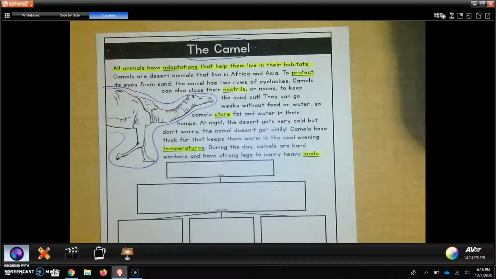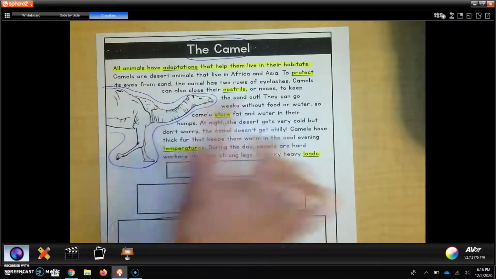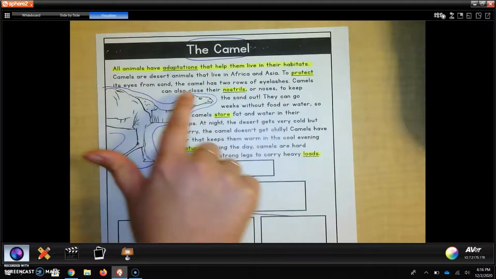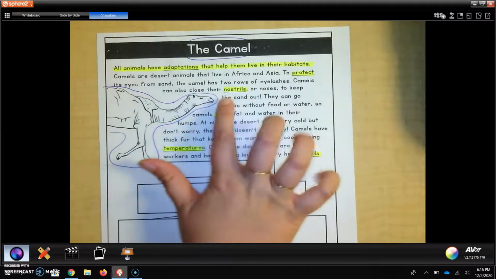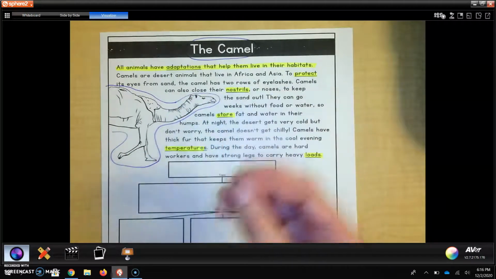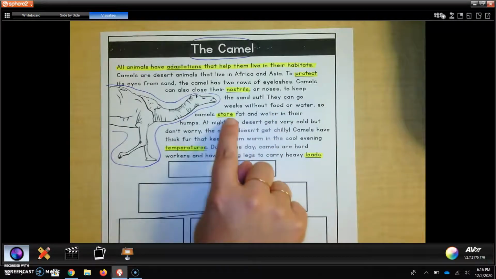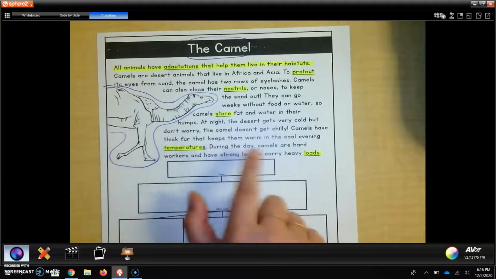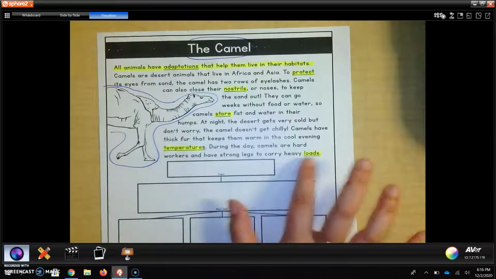So I'm looking at those words, seeing if any of them have anything in common. As I was highlighting, I was reading the sentences that went along with them. So to protect its eyes from the sand, nostrils. So camels can also close their nostrils or their noses to keep the sand out. Let's see, they can go weeks without food or water. So camels store fat and water in their humps. Their thick fur helps keep them warm in the evening temperatures, and then their strong legs help them carry heavy loads.